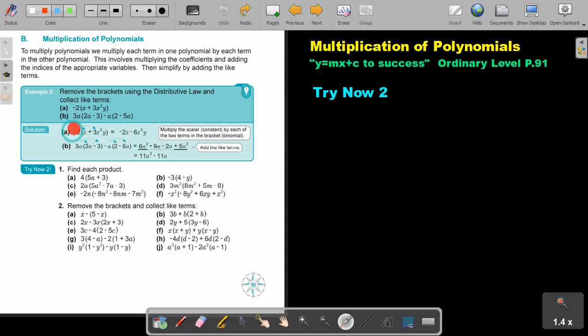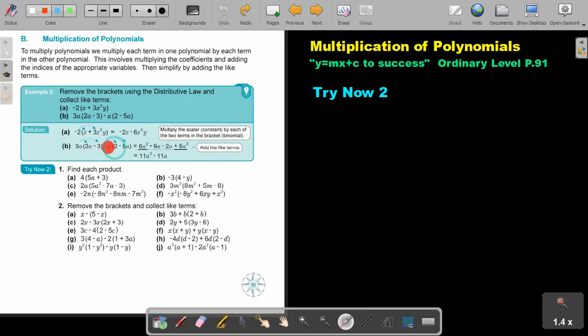Okay, so take this term in front and just multiply it in. So negative 2 times x is negative 2x. Negative 2 times positive 3 is negative 6x to the power 3y. So you multiply the scalar by each of the terms in the bracket. If you look at this one, you do exactly the same. 3 times 2, that will be 6. a times a will be a squared. 3a times negative 3 will be negative 9.